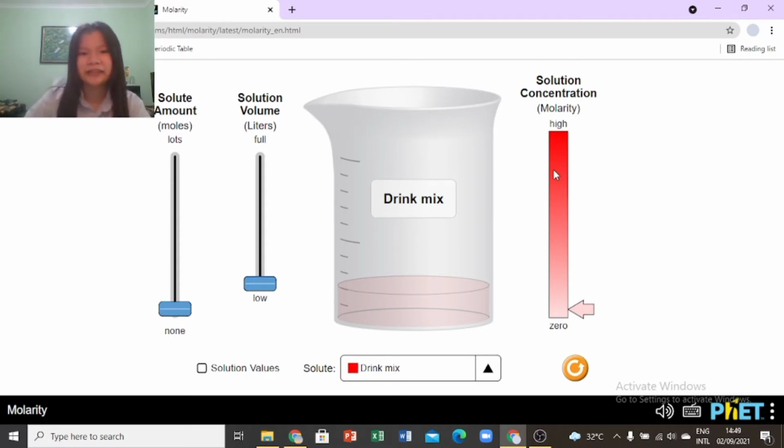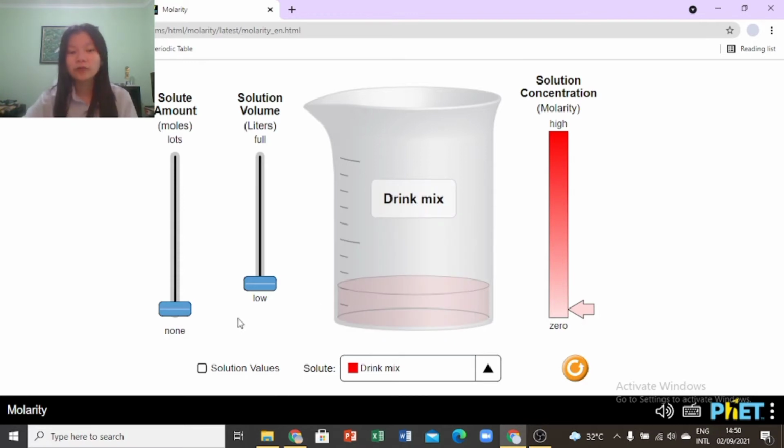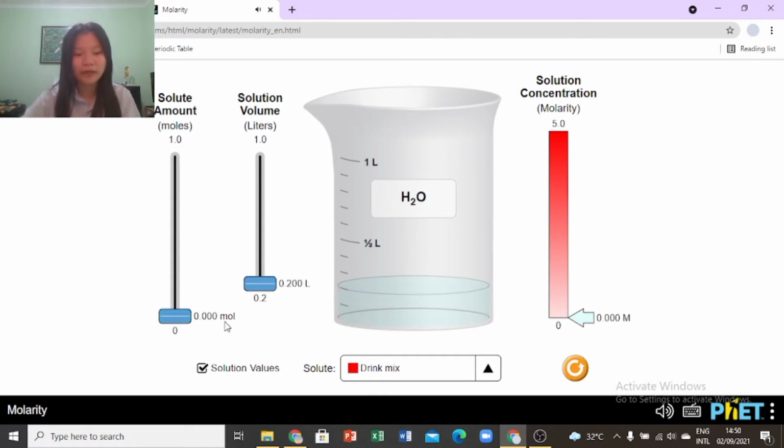First, I will teach you how to use the simulation. You can see that there is solute here. When we press it, there is a lot of solute. You could choose one of them, or many of them. It's up to you. But here, I will try to use the drink mix first. If you want to know the solution values, you can press the button here. Now we can see how many moles, how many liters, and how much molarity. To make a difference, you could pull this up, push this down, pull this up, and push this down. Okay, now let's really start the simulation.